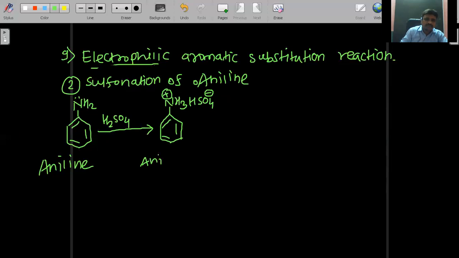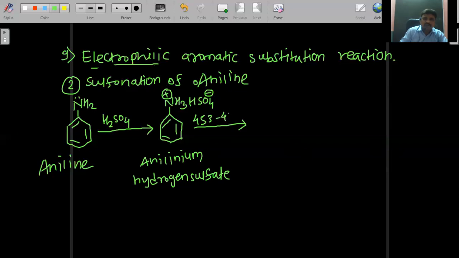So what is this? This is anilinium hydrogen sulfate. Okay, so this anilinium hydrogen sulfate again reacts with concentrated H2SO4, but at higher temperature, 453 to 473 Kelvin. Then what happens?